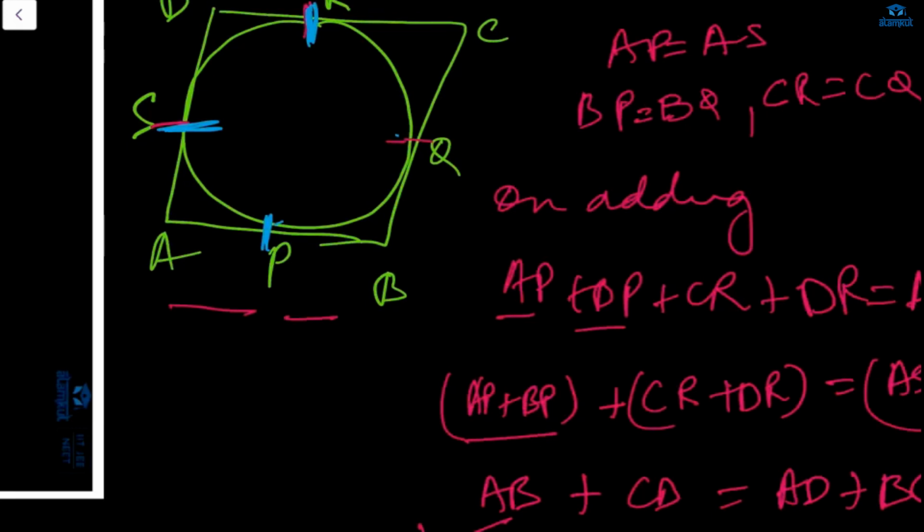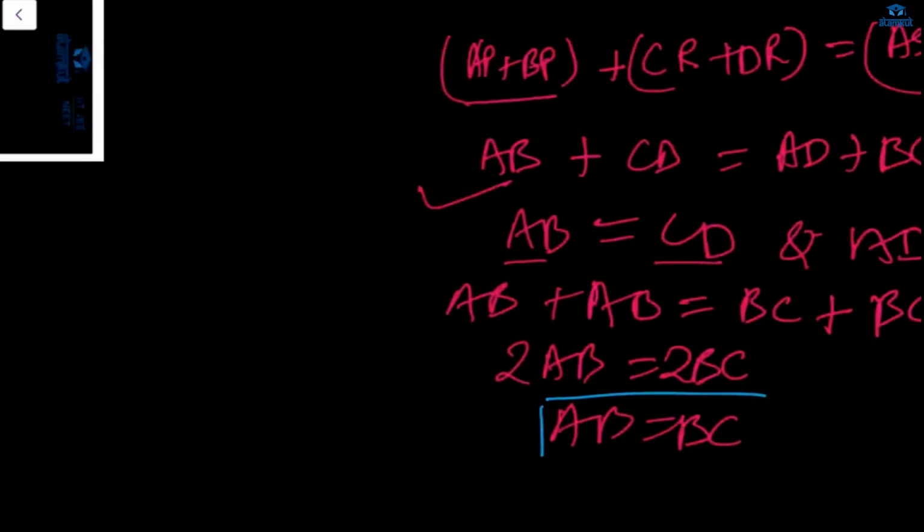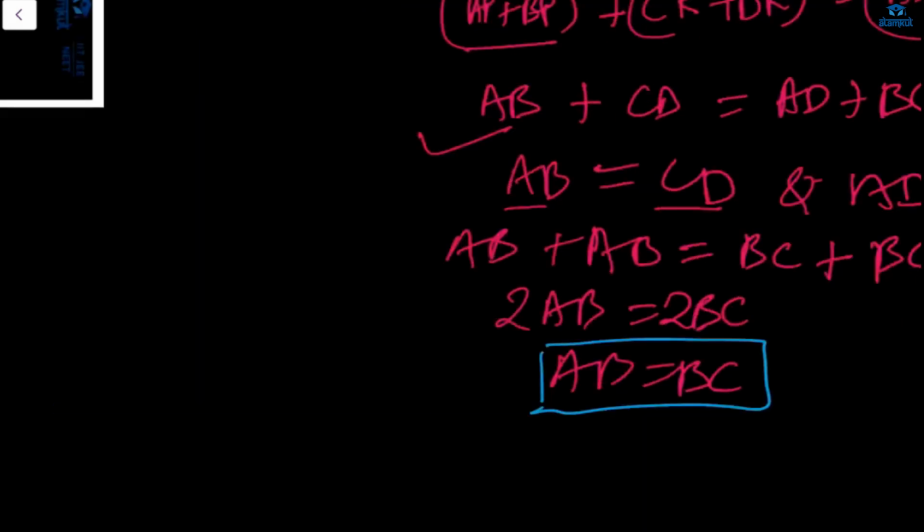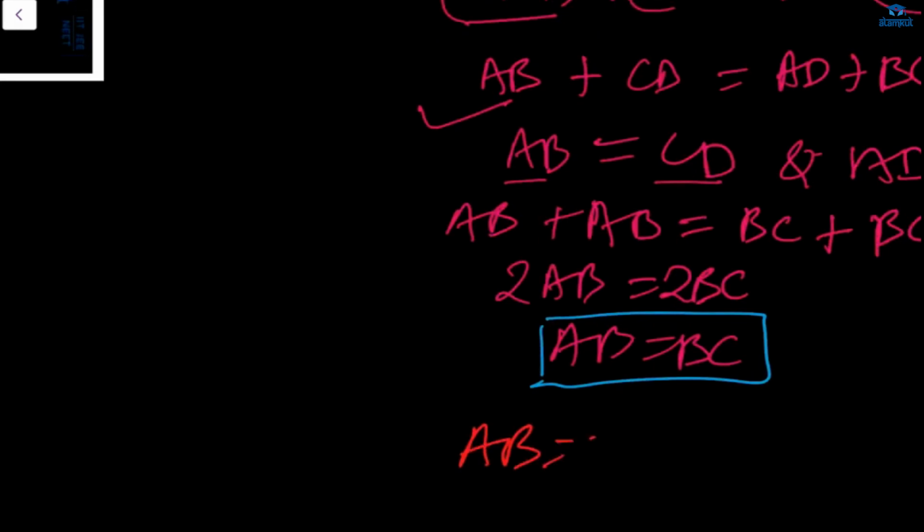Now what we have proved is that AB is equal to BC, and similarly we can prove this is equal to this also. So therefore all the sides are equal. Yes or no, Safia? AB is equal to BC is equal to CD is equal to AD. Any doubt? No, ma'am.